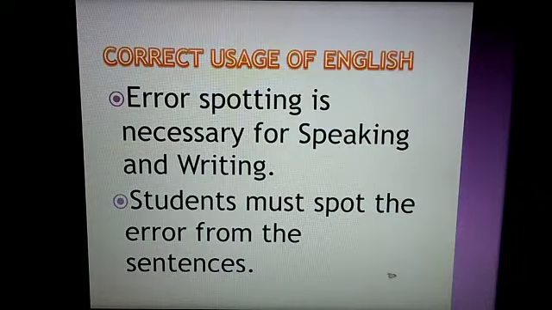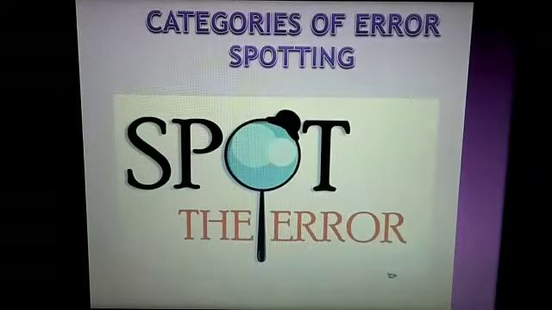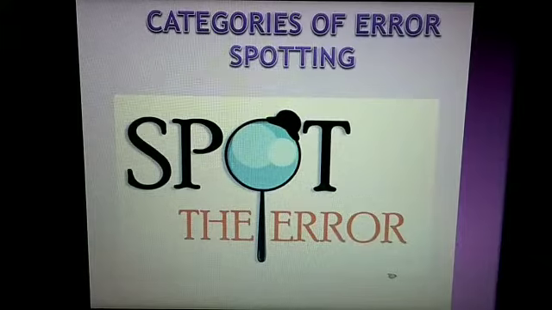See, correct usage of English, that is error spotting, is necessary for speaking and writing. Students must spot the error from the sentences. In other words, the correct usage of English is necessary for developing speaking and writing skills. And you see, errors can be spotted in the following categories. Categories of spotting errors, so many categories are there.